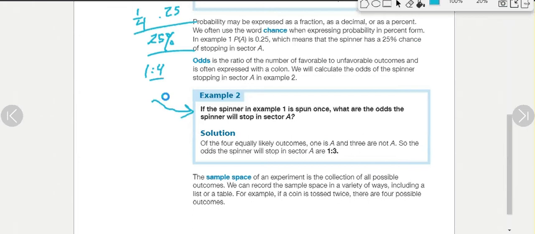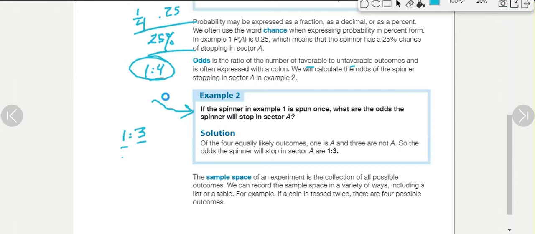Example 2, if we spin it once, what are the odds it will stop in sector A? Oh, I did this wrong. Instead of 1 to 4, we take 1 and we say, what are all the other outcomes? So it's 1 to 3. Because there's 3 that it won't, 1 that it would. That's odds. Ratio of favorable to unfavorable, not favorable to all others.